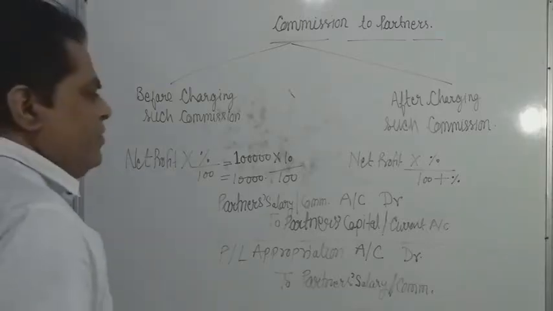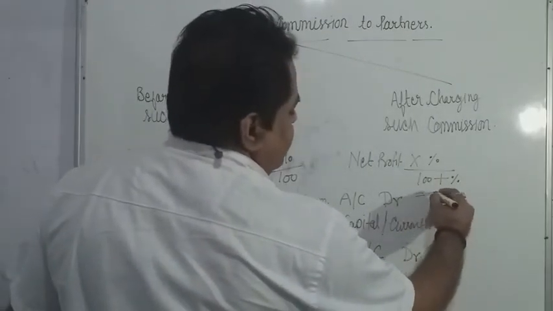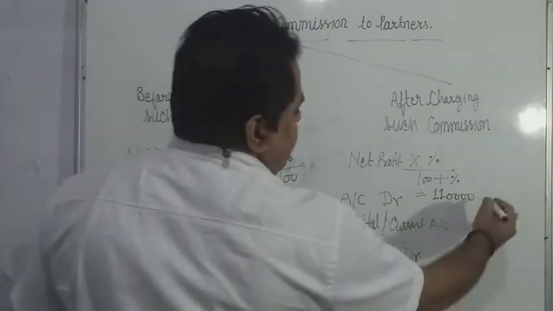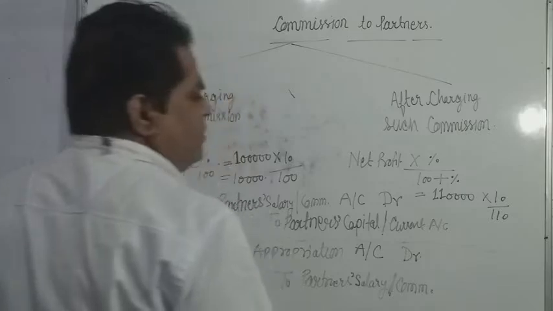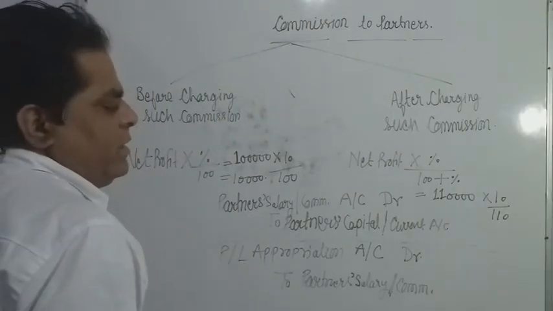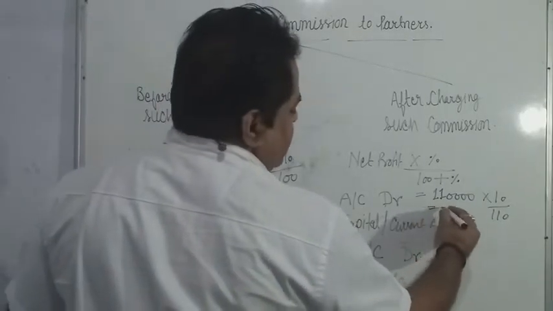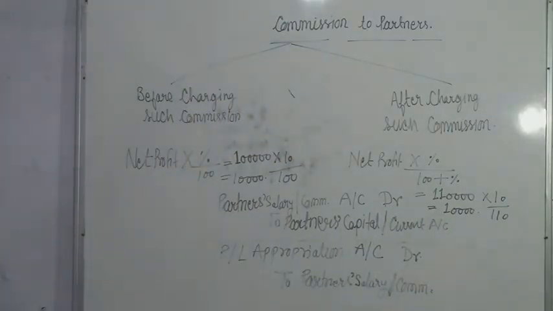If we have to use the formula after charging such commission, I am giving one example. Suppose there is a profit of 1 lakh 10,000, and I am giving 10% after charging such commission. So 10 upon 110, which means 10% upon 100 plus 10. By this formula you will also find 10,000 is the commission to the partners. So this is the way to find out commission to the partners, and after determining this commission you will pass this entry to record the commission.